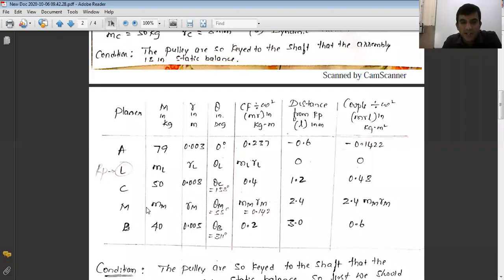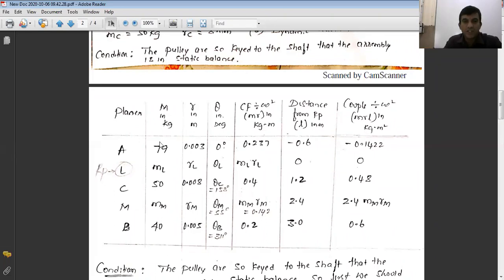After that, now we fill the table. Before taking the reference plane, first fill the table. MA is given, ML is unknown, MC is 50, MM is unknown, and MB is 40 kg. Similarly, write the radius of rotation. RL and RM are unknown. Theta for the first mass is located on the x-axis, that is theta A is 0 degree. Theta L, theta C, theta M, theta B are unknowns.